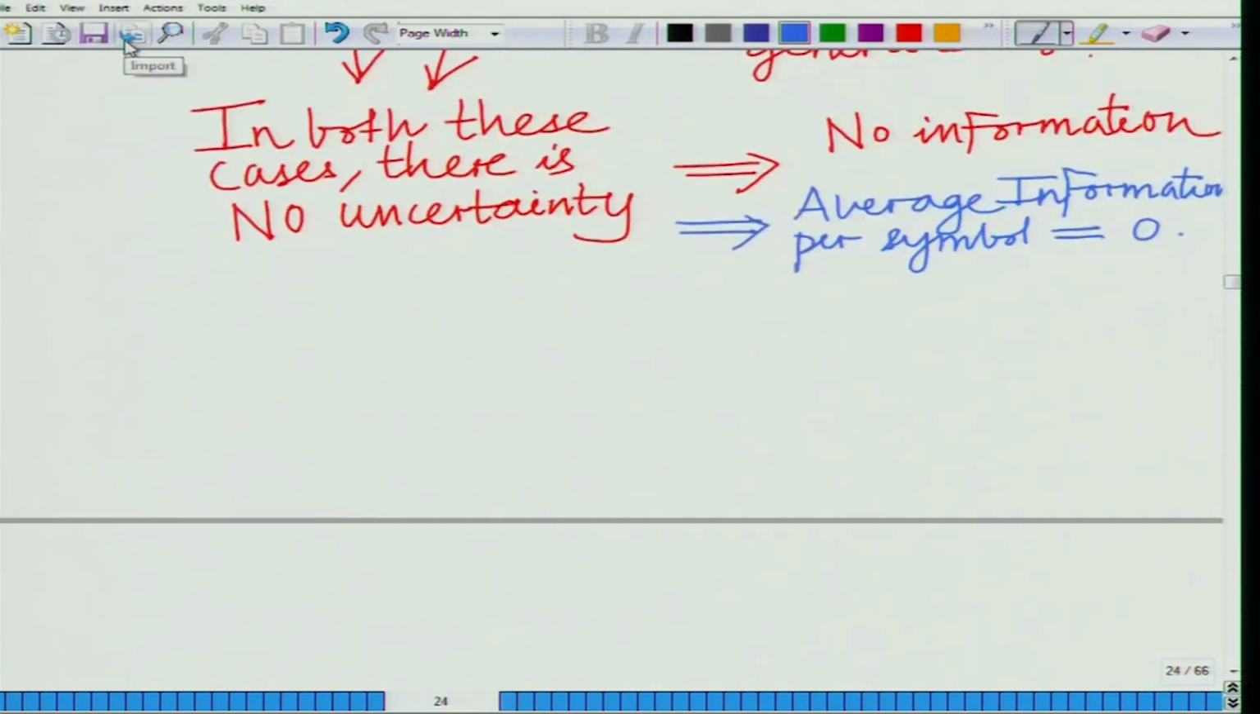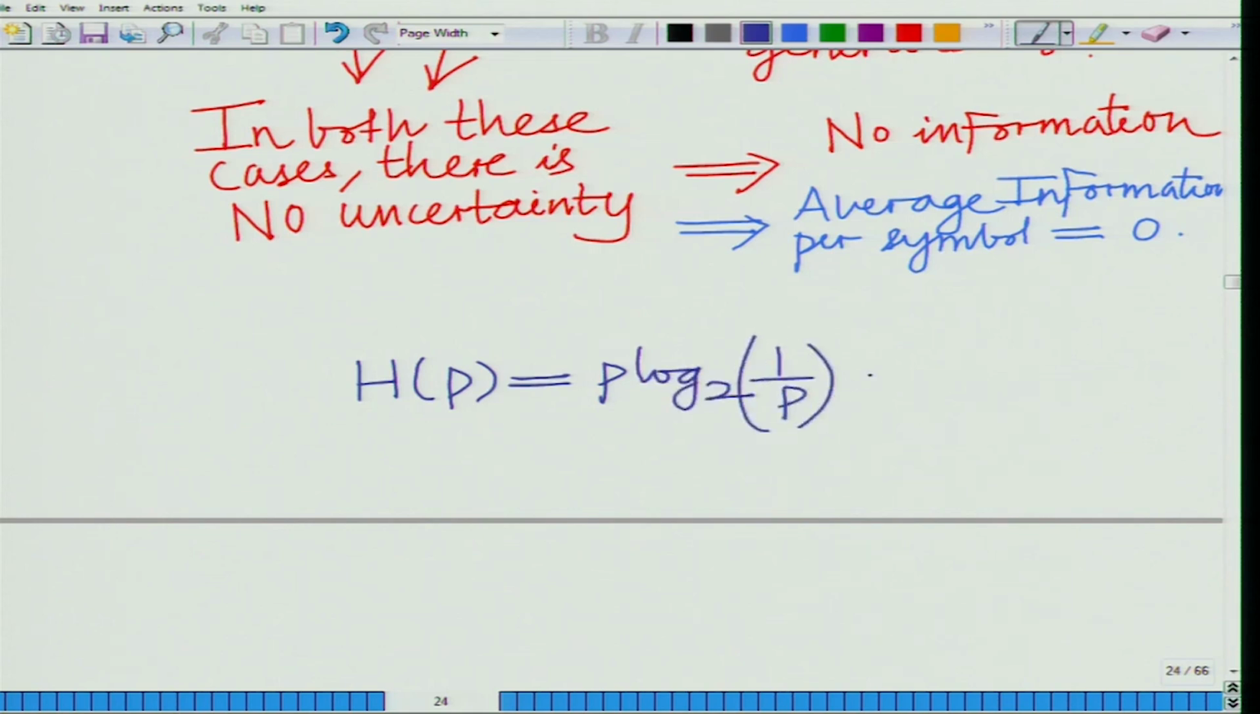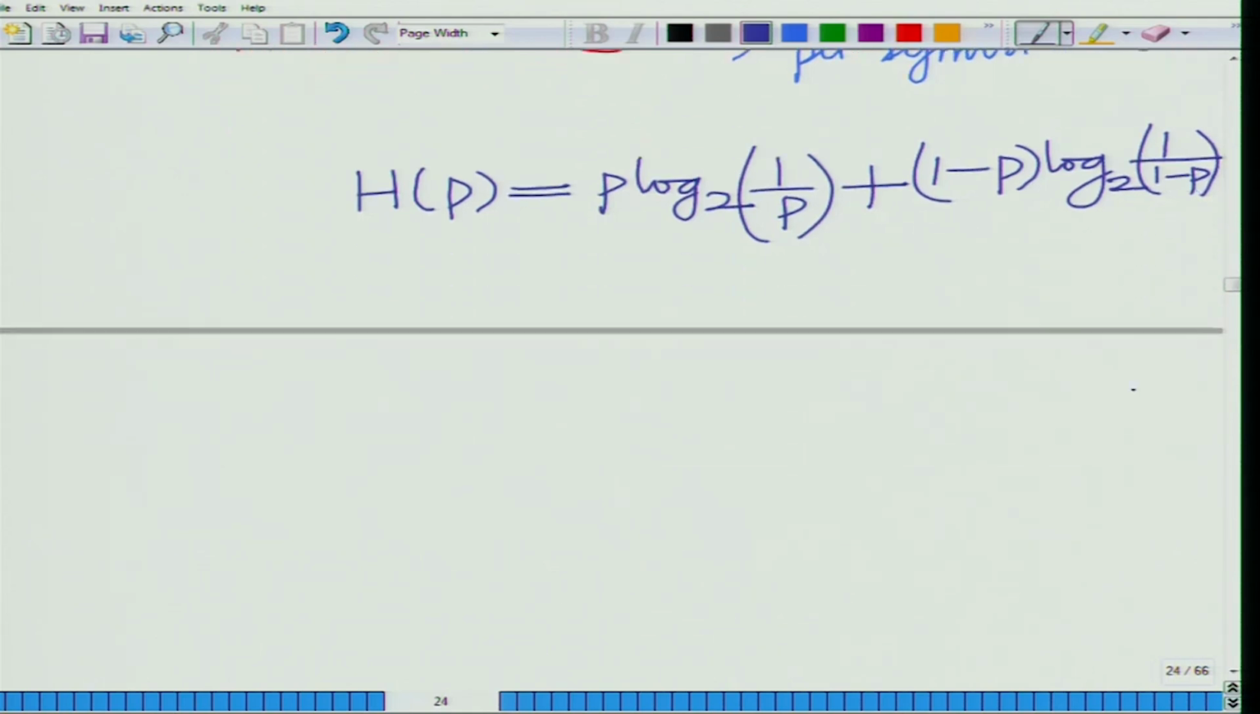Now, consider again h of p equals p log to the base 2 1 over p plus 1 minus p log to the base 2 1 over 1 minus p. Okay. Now, to find the maximum, let us differentiate this with respect to p.